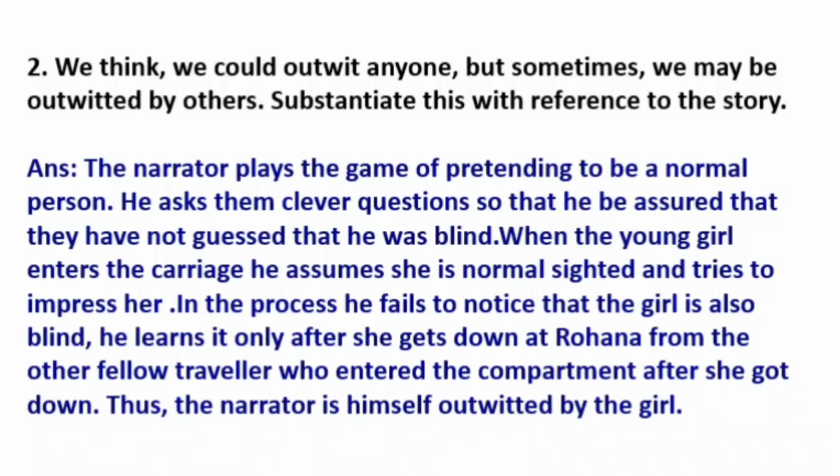When the young girl enters the carriage, he assumes she is normal sighted and tries to impress her. In the process, he fails to notice that the girl is also blind. He learns it only after she gets down at Rohana, from the other fellow traveler who entered the compartment after she got down. Thus, the narrator is himself outwitted by the girl.